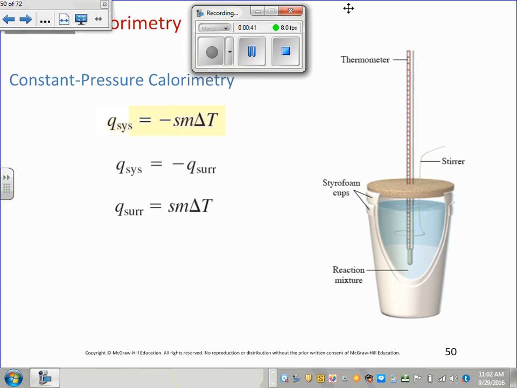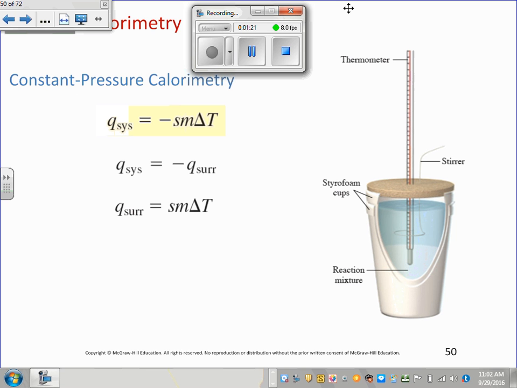So the heat of the system is equal to negative Sm delta T, where S is specific heat, M is the mass, and of course delta T is the change in temperature. So Q of the system is equal to negative Q of the surroundings. Basically what that's saying is, if the system loses heat, the surroundings gain heat, and vice versa. The system gains heat, the surroundings lose heat. So Q of the surroundings is equal to Sm delta T.